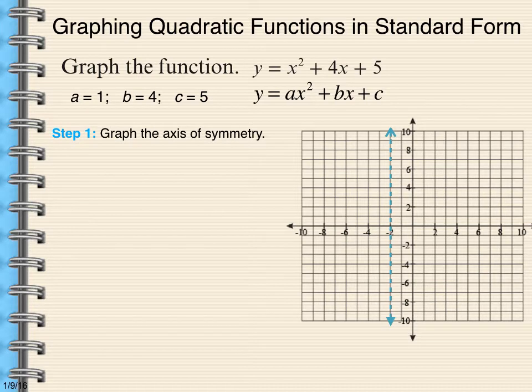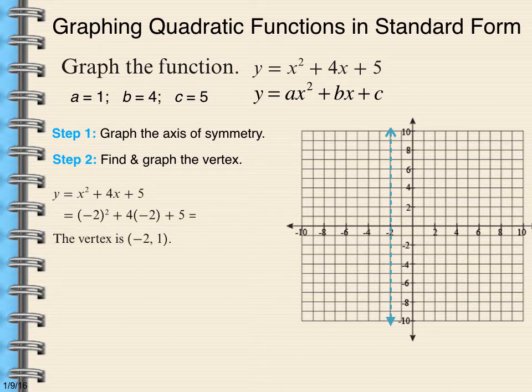Now our next step is to find and graph the vertex, which I know lies somewhere on that axis of symmetry. We know that the x-coordinate of the vertex is negative 2, so we'll substitute negative 2 in place of x in the given equation. So y equals negative 2 squared plus 4 times negative 2 plus 5. y equals 1, therefore the coordinates of the vertex are negative 2, 1.